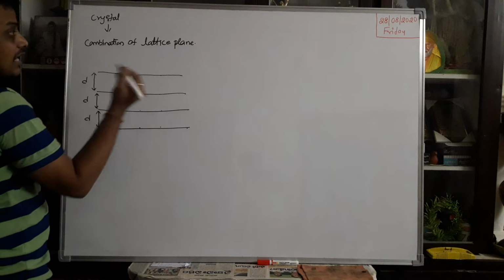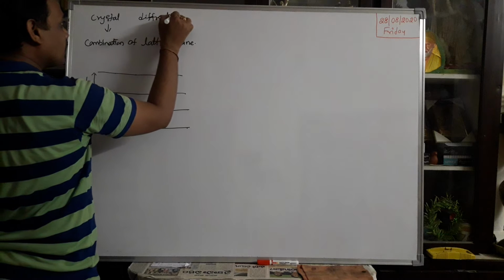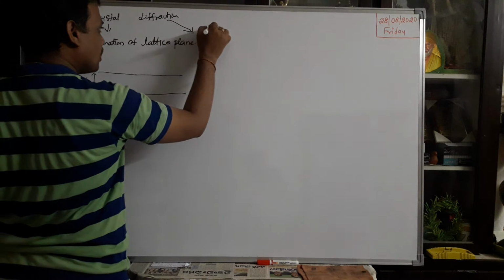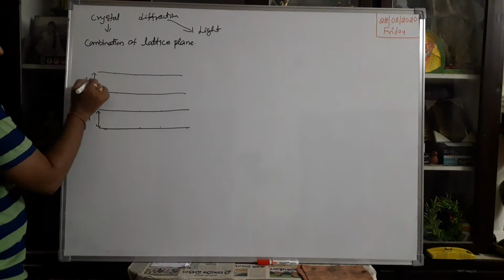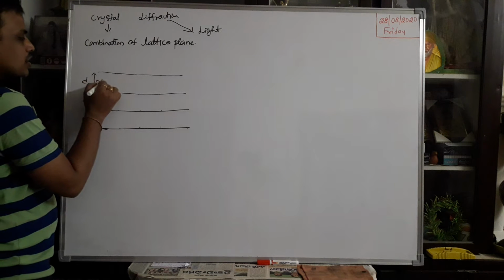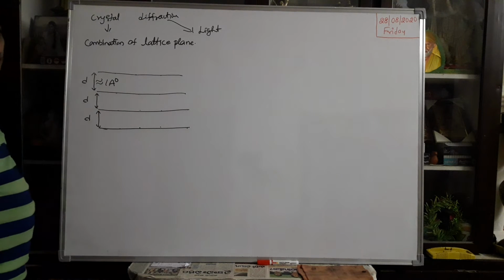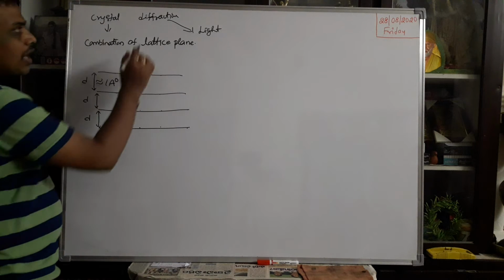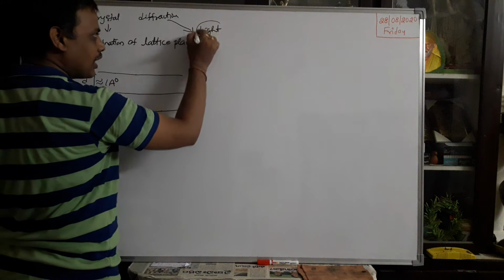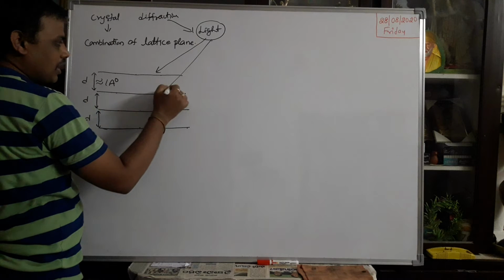What is crystal diffraction? Diffraction is explained based on light. According to the crystal, the interatomic distance, an approximately average value, can be taken as 1 angstrom. The interplanar distance in every crystal has an average value of 1 angstrom. So diffraction can be explained based on light. This light is incident on these lattice planes.